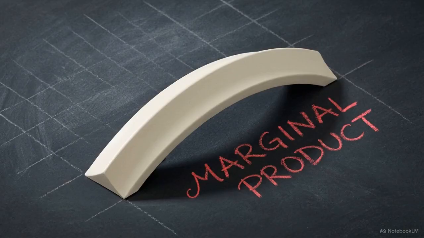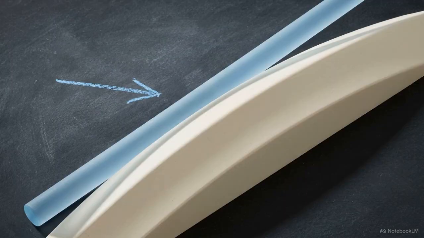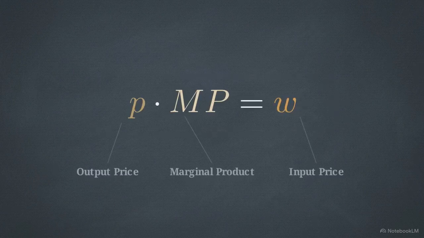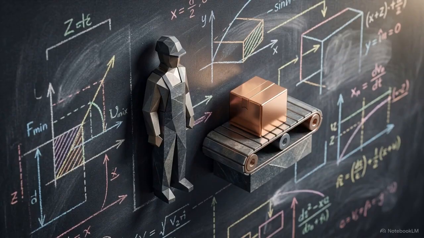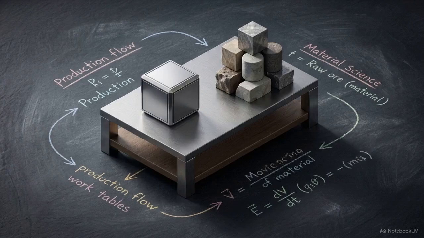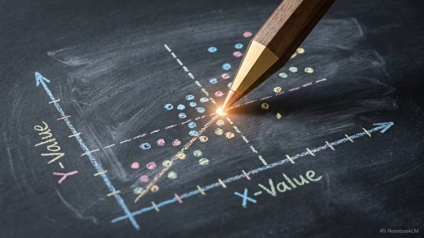On the input side, tangency requires the slope of the production function, the marginal product, to equal the slope of the isoprofit line. Rearranging this gives us a fundamental rule. The output price multiplied by the marginal product must equal the price of the input. Essentially, the firm hires variable inputs only until the revenue generated by the final unit of input equals the cost of that unit. However, this entire optimization framework relies on the assumption that a stable, finite tangency point actually exists.